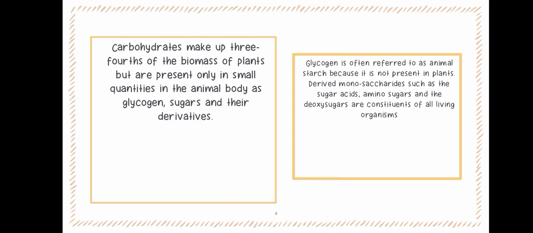Carbohydrates make up 3/4 of the biomass of plants, but are present only in small quantities in the animal body as glycogen, sugar, and their derivatives. Glycogen is often referred to as animal starch because it is not present in plants. Derived monosaccharides such as the sugar acids, amino sugars, and the deoxysugars are constituents of all living organisms.